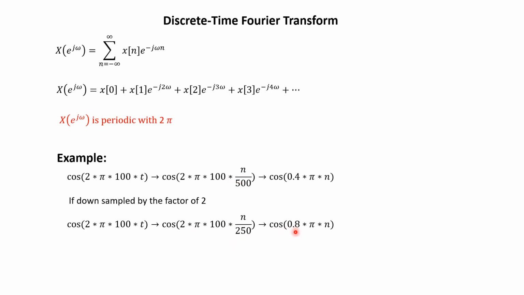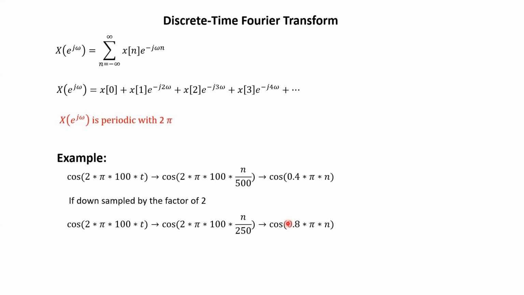Then the signal that you are going to get is cos(0.8πn). Okay, so this way we are going to get this particular signal, right? If you downsample the signal.